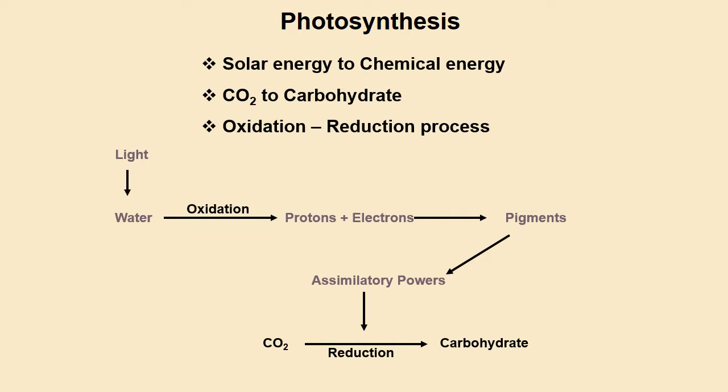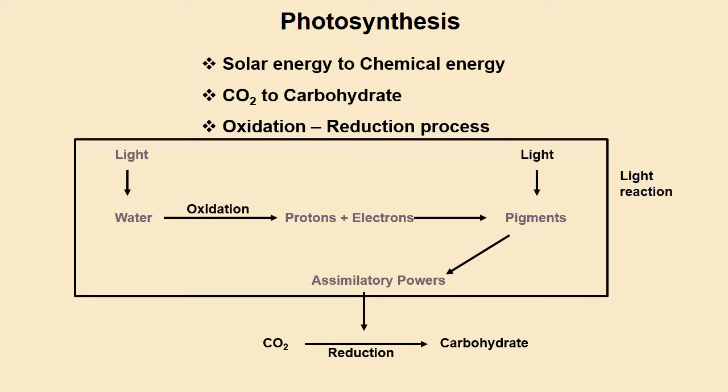the light splits the water into protons and electrons through the oxidation process. Oxidation is either addition of oxygen or removal of hydrogen. Here, hydrogen is removed in the form of protons, and these electrons, with the help of pigment and light, form assimilatory powers. These assimilatory powers are nothing but ATP and NADPH. This entirely comprises the light reaction of photosynthesis, and using these assimilatory powers, carbon dioxide is reduced into carbohydrate. This comprises the dark reaction of photosynthesis.